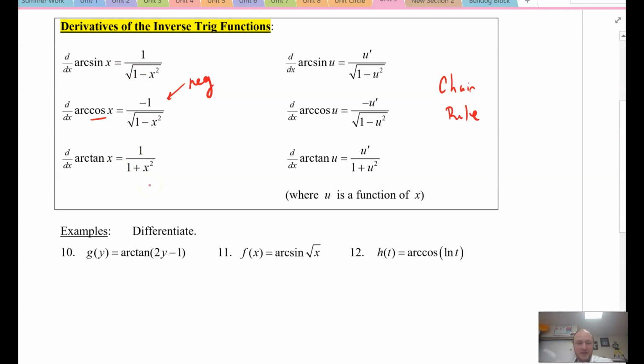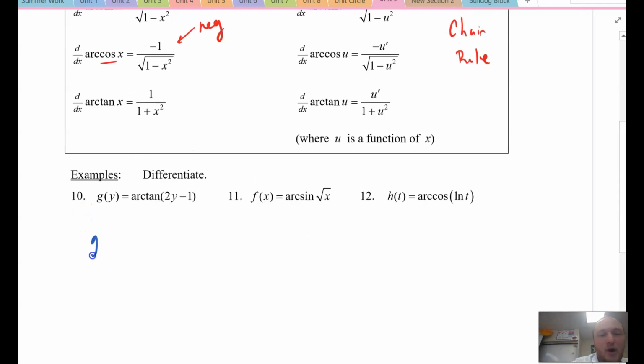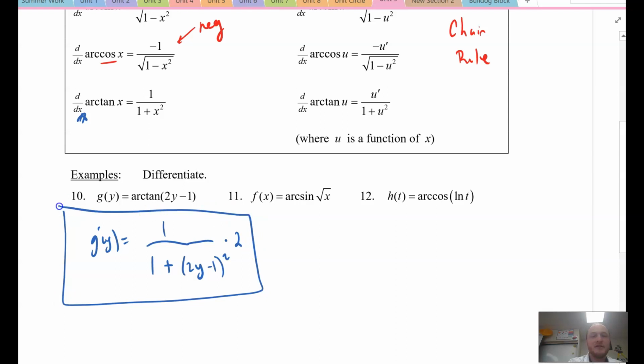So let's apply this. I have g of y is equal to arctan of 2y minus 1. So I want g prime of y, and the derivative of arctan is here. So that's 1 over 1 plus x squared. And x is just whatever's on the inside of my function. So there it is, times the derivative of the inside, which is 2. And there it is. Very easy.